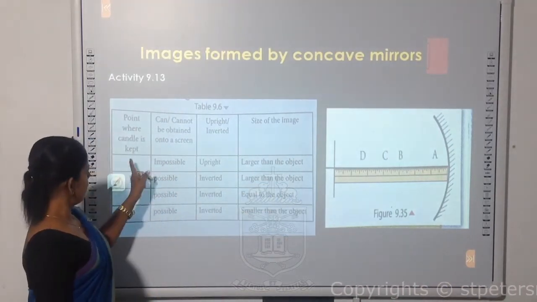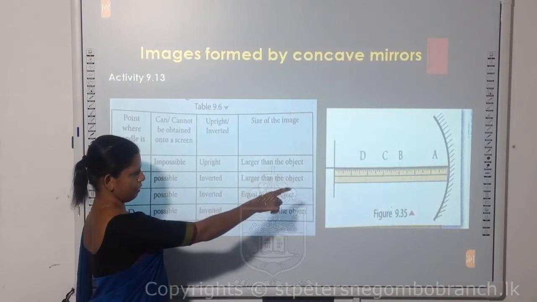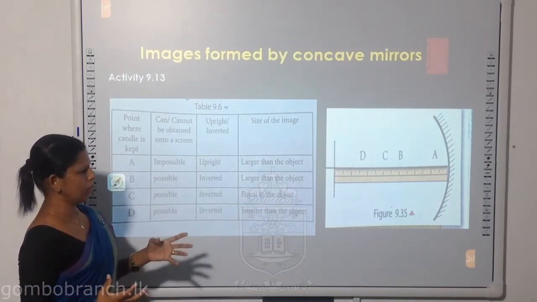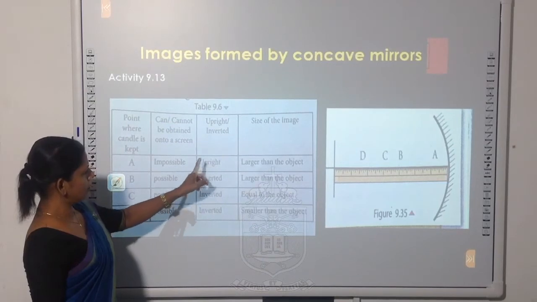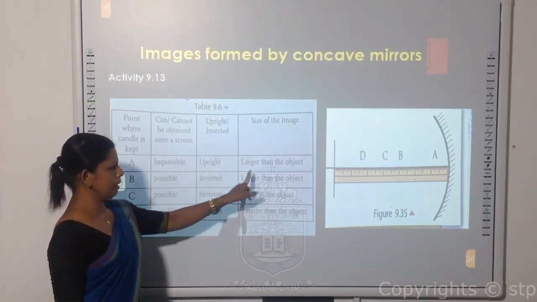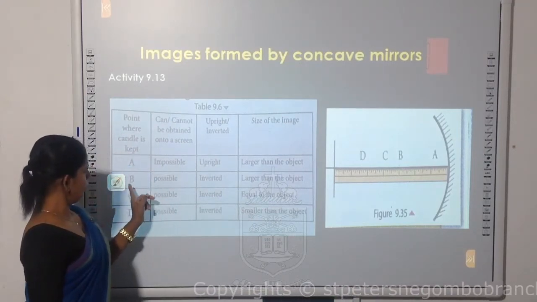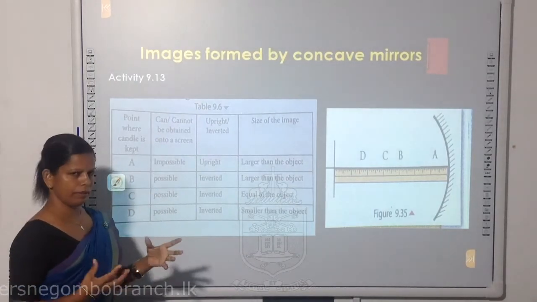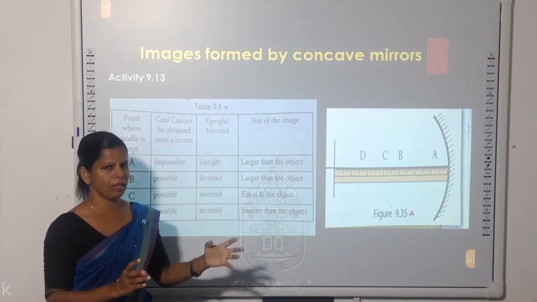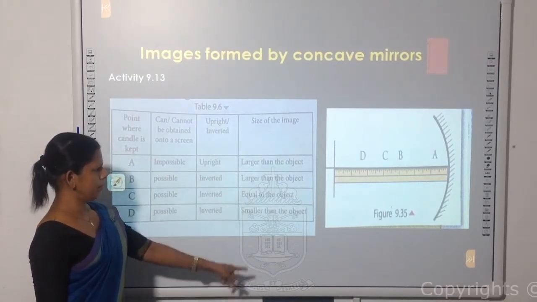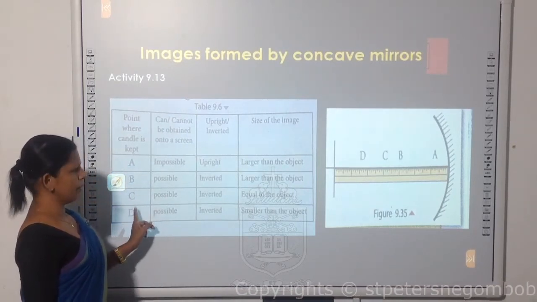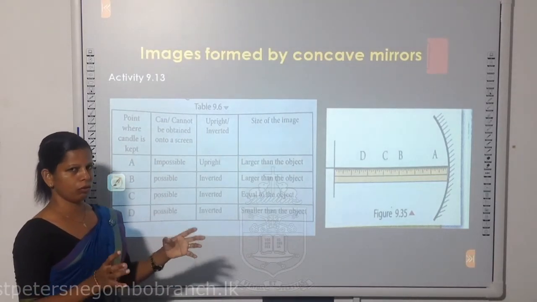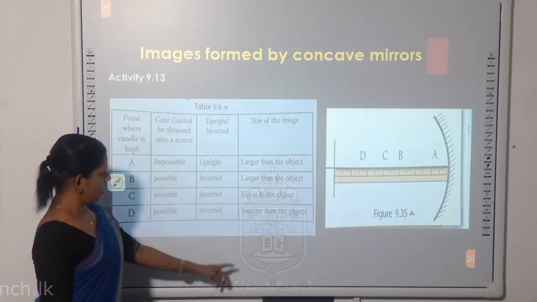So my dear children, if you keep the lighted candle at position A, then it is impossible, that means we cannot take that image onto the screen. That means it is a virtual image, and the size of the image is larger than the object. If you keep the candle at position B, it is possible, that means we can take that image onto the screen. That means it is a real image, and the size of the image is larger than the object. If you keep the lighted candle at position C, that is also possible, that means we can take that image onto the screen. That means it is a real image, equal to the object.